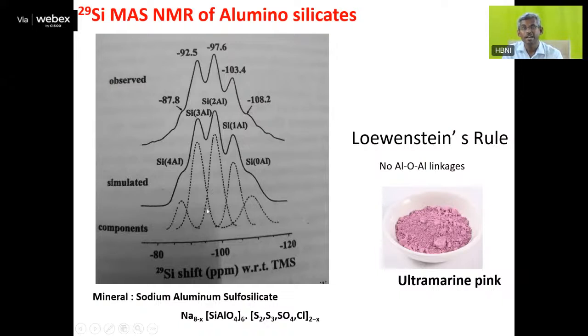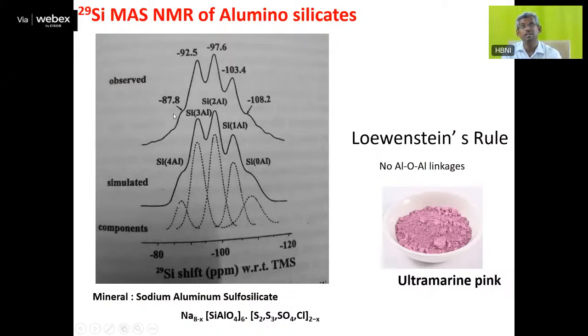Why model compound? In this compound, you see silicon with all the structural units. You have a silicon with 0 aluminium, a silicon with 1 aluminium, a silicon with 2 aluminium, a silicon with 3 aluminium, and a silicon with 4 aluminium also. So 1, 2, 3, 4, 5. Of course, this is a deconvoluted pattern. Normally you get a pattern like what you have just observed.